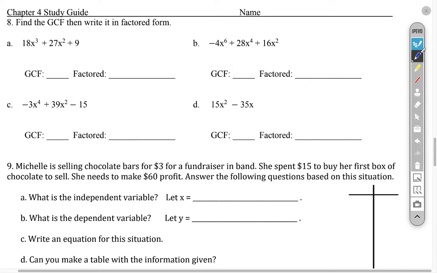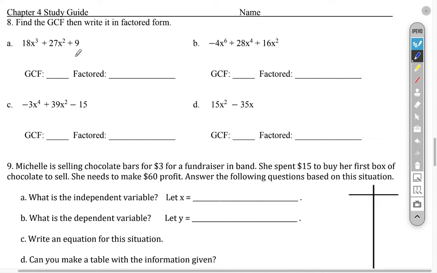All right, now back to what we were covering in Chapter 4. Find the GCF and then write it in factored form. So remember, you can type these into your calculator. If you can't think of a common factor that's going to go into all three of these, your calculator will do that work for you. But remember, our greatest common factor is never going to be bigger than our smallest term because nothing bigger than 9 can go into 9. So we know we have to keep it at least 9 or smaller.